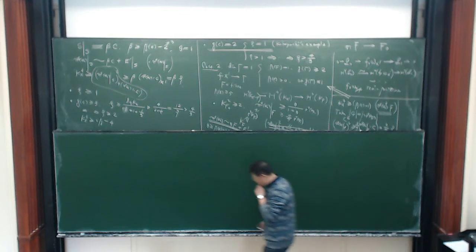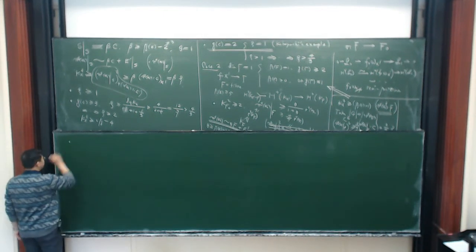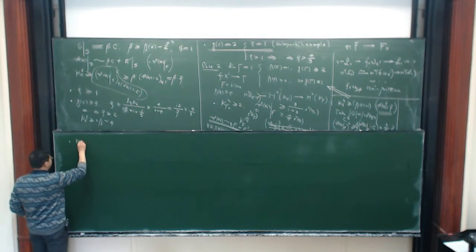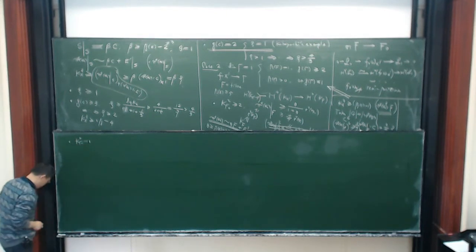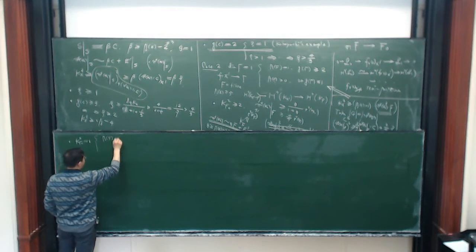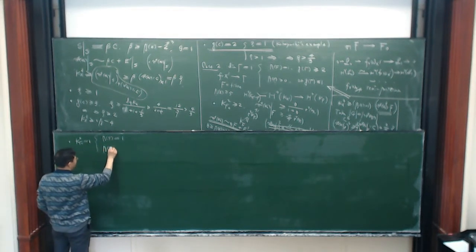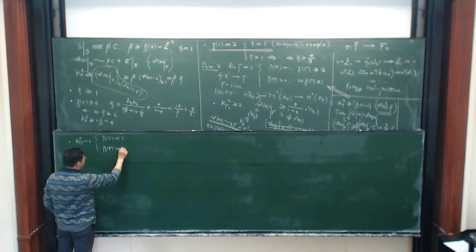So the rest case is kf naught square equals to 1. By Noether's inequality, we have 2 cases. First is PG of f equals to 1, and secondly, PG of f equals to 2.